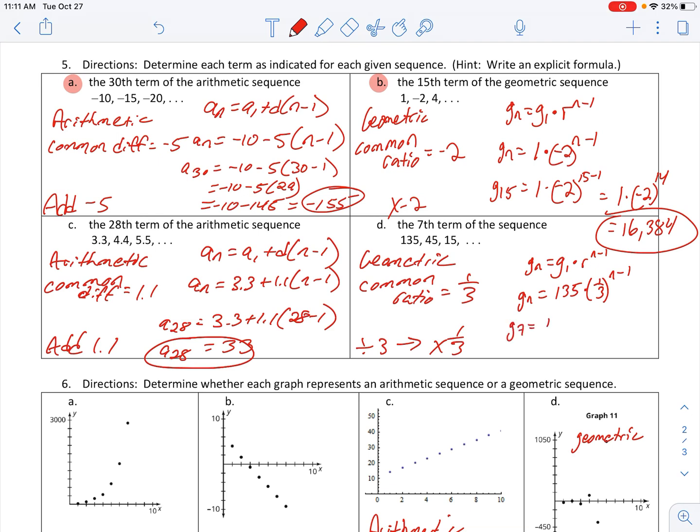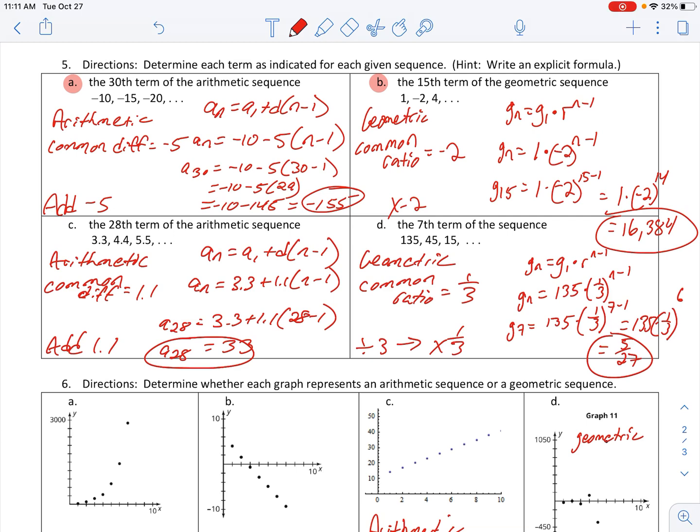Now I want to find the 7th term. So I'm going to plug into my calculator this right here, 135 times 1/3 to the 6. When you go to your calculator, type it in exactly as we have it. You get not a stellar fraction here, sorry, a stellar decimal. So when I do that, you get 5 over 27.